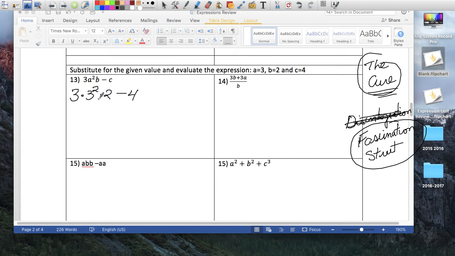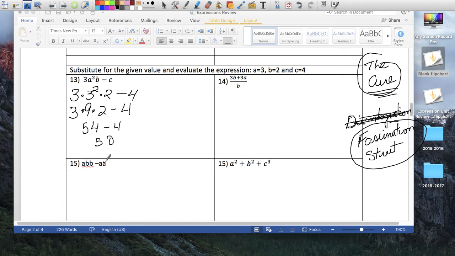Okay, so remember when you're replacing these variables with values, if they're next to other numbers or next to other variables, you have to be multiplying them. Don't multiply yet because you have to get rid of this exponent here. So let's just change that. 3 times 3 to the second power is 9 times 2 minus 4. Now you're ready to multiply. 3 times 9 is 27, and 27 times 2 is 54. Minus that 4 gives you a final answer of 50.